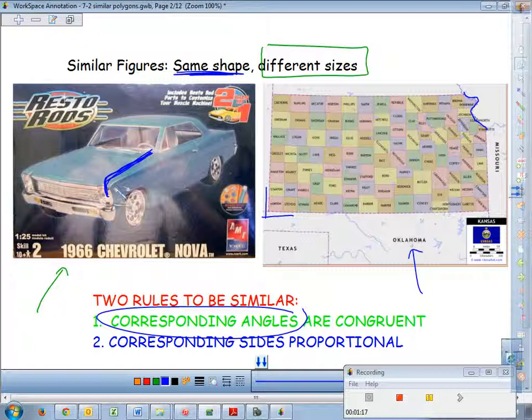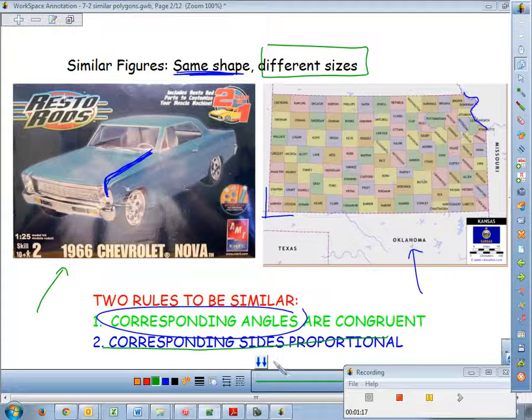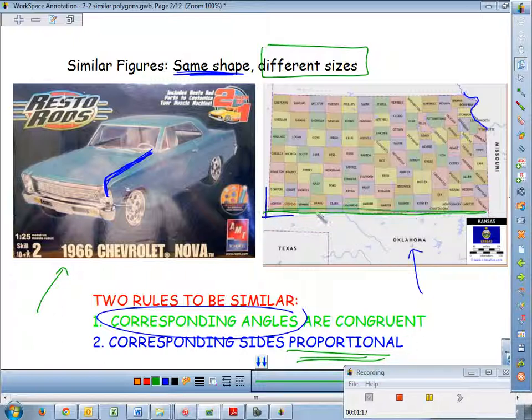Make sense? But the corresponding sides cannot be the same as each other. They just have to be what we call proportional to each other. So like here in real life, let's say that's 400 miles. You know, the border is just about 400 miles. There is absolutely no way that your map is going to be 400 miles long. There's a scale factor involved.